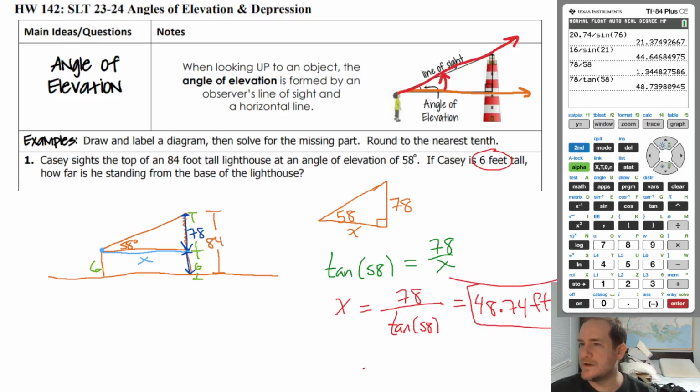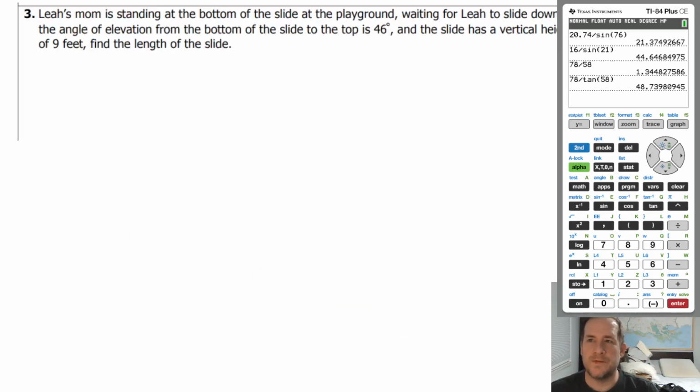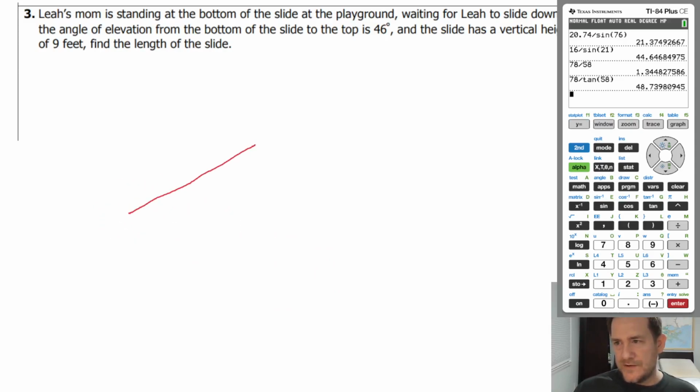Let's do number 3. Number 3 says Leah's mom is standing at the bottom of a slide at a playground waiting for Leah to slide down. If the angle of elevation from the bottom of the slide to the top is 46 degrees and the slide has a vertical height of 9, then find the length of the slide. No problem. Here's my slide. Here's the vertical height of my slide. Here's the horizontal base of my slide.